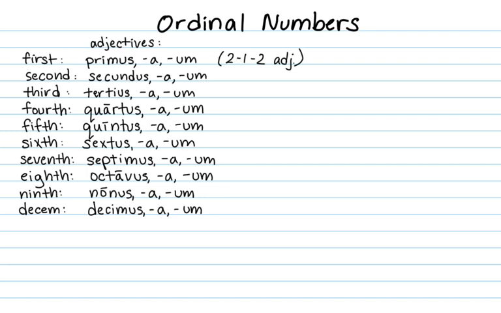Tenth, decimus, a, um. Our months in the Roman calendar, October used to be the 8th month, November was the 9th month, and December was the 10th month. And then they shoved in January and February in the beginning, and they messed up the whole system. So if you want to learn the rest of the ordinal numbers, go look them up in Wheelock, page 50.